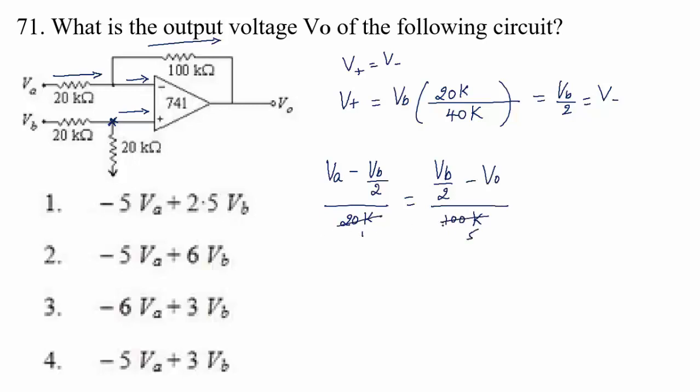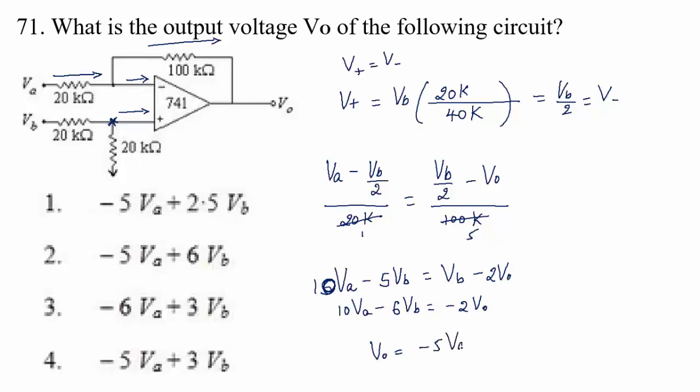20 into 5 is 100, so it is 5. So let me take the LCM and solve. I will be getting 5 times of VA minus, and again 2, if I am taking LCM directly, I will be getting 10 times of VA minus 5 times of VB, which is equal to VB minus 2 times of V0. So I will be getting 10 times of VA minus 6 times of VB, which is equal to minus 2 times of V0. Sending the minus 2 over here, I will be getting V0 equals minus 5 times of VA plus 3 times of VB. Nothing but option 4 is going to follow.